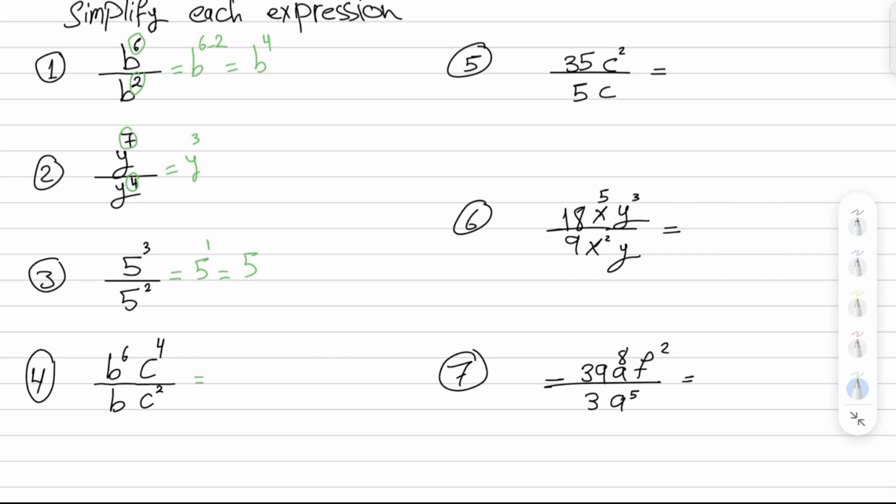Look for the similar bases. We're going to do the b first. b to the sixth power divided by b to the first power. If there is no number, it means that this is raised to the first power. Subtract the exponents. It will be b to the fifth power. Do the same for c. 4 minus 2 is equal to 2. So the answer will be b raised to the fifth power times c squared.